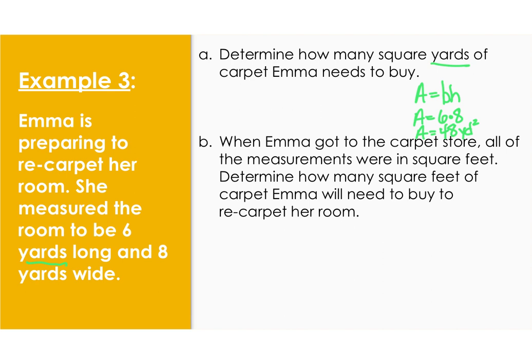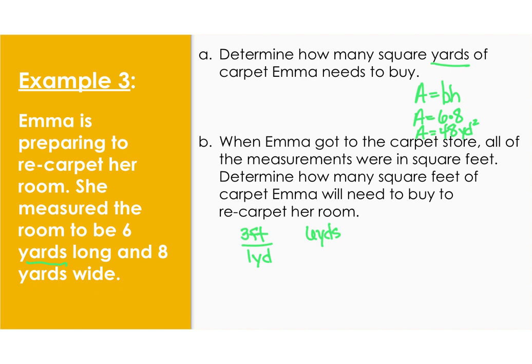When Emma got to the carpet store, all the measurements were in square feet. Determine how many square feet of carpet Emma will need to buy to recarpet her room. So we need to change the yards to feet. So if we go back to our conversion chart, we know that 3 feet equals 1 yard. And I'm given 6 yards for the one measurement and 8 yards for the other. So we'll start with the first one.